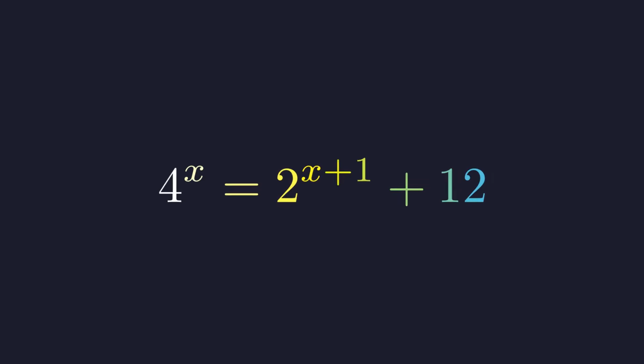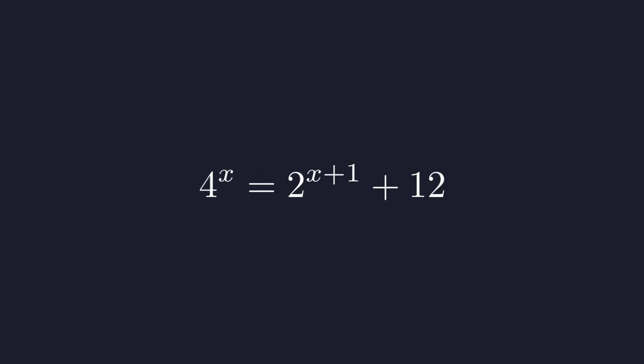Here's an exponential equation that looks straightforward at first glance. 4 to the x equals 2 to the x plus 1 plus 12. But solving it requires seeing something that's not immediately obvious. The main idea is to get everything in terms of the same base. And notice that 4 and 2 are related, which gives us a way in.